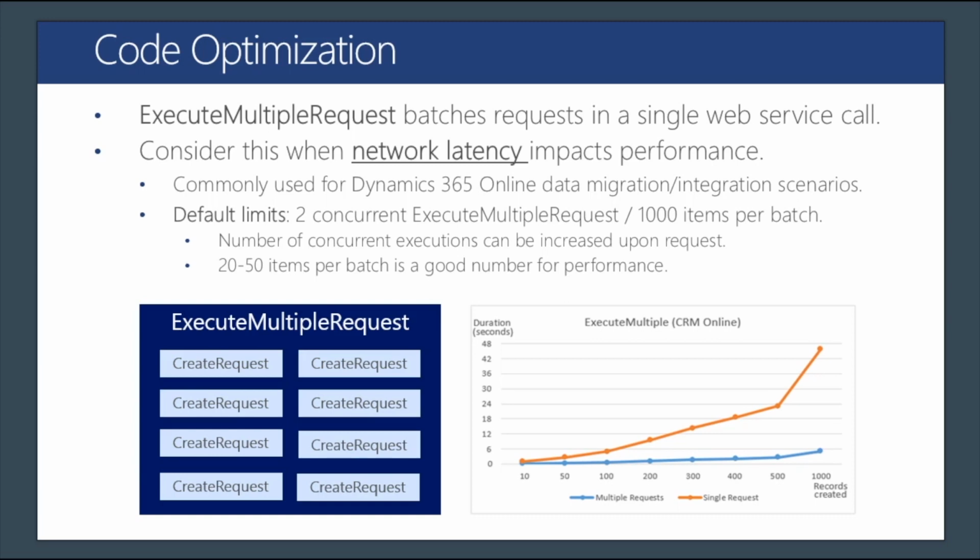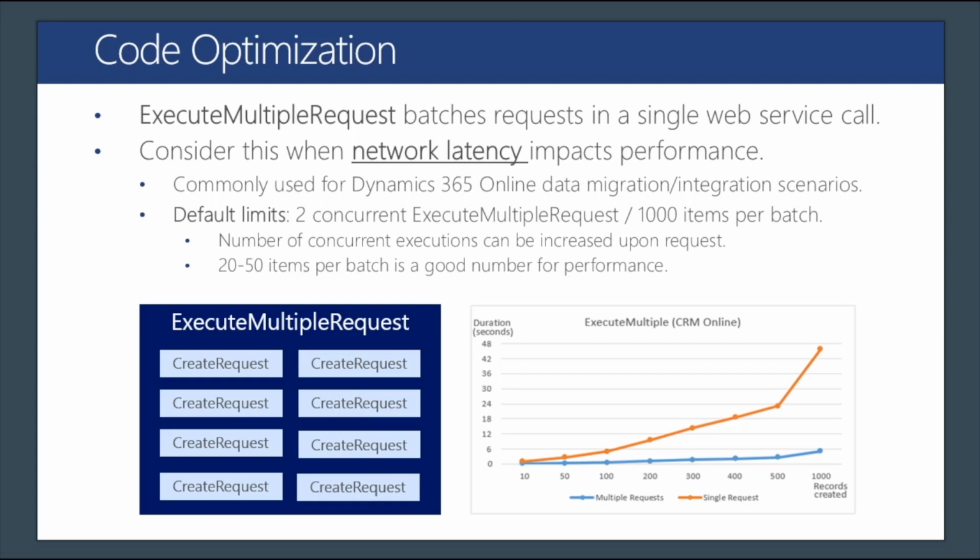in this example, you can see that a batch size of 20 to 50 is also good. I've seen in data migrations where a batch size of 200 also works really well. So you don't have to go all the way to 1,000 to get the best performance. Usually, it's a sweet spot in between that you can try and see what gives you the best performance.